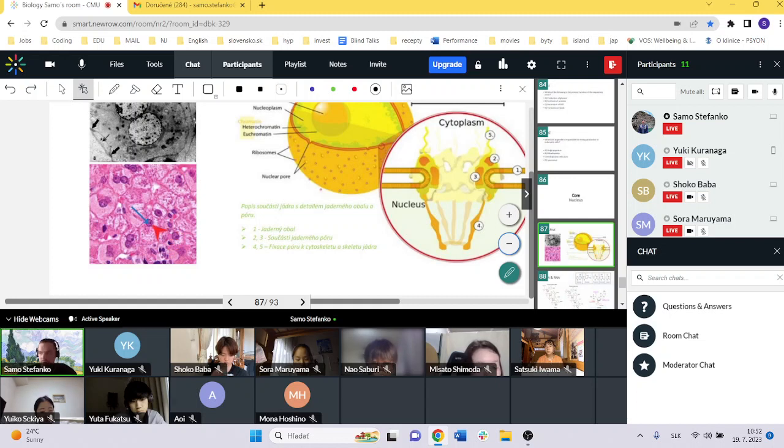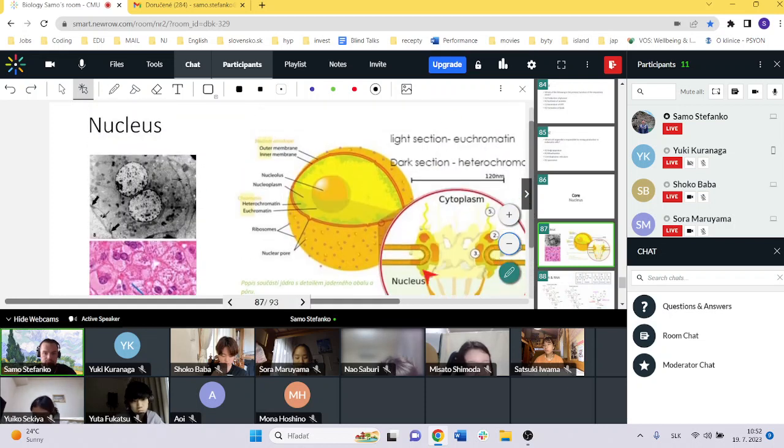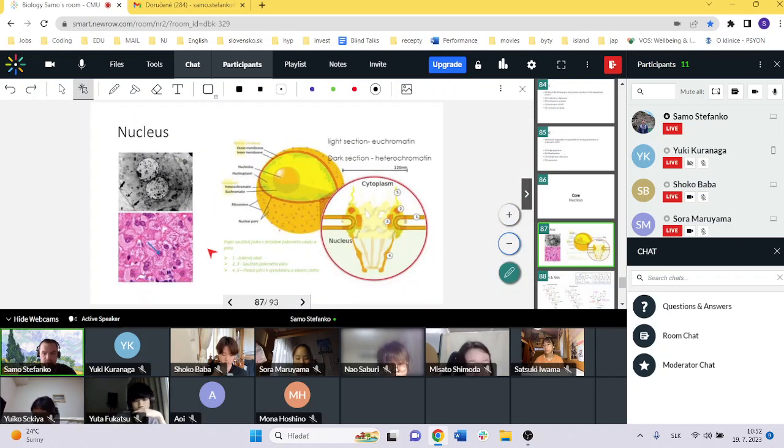Yes, and nucleolus, we have it here, the small dot, transcribes the genes for ribosomes. So basically it produces rRNA. That brings us to RNA and DNA. So nucleolus, as we have seen here, has genes for rRNA or ribosomal RNA.